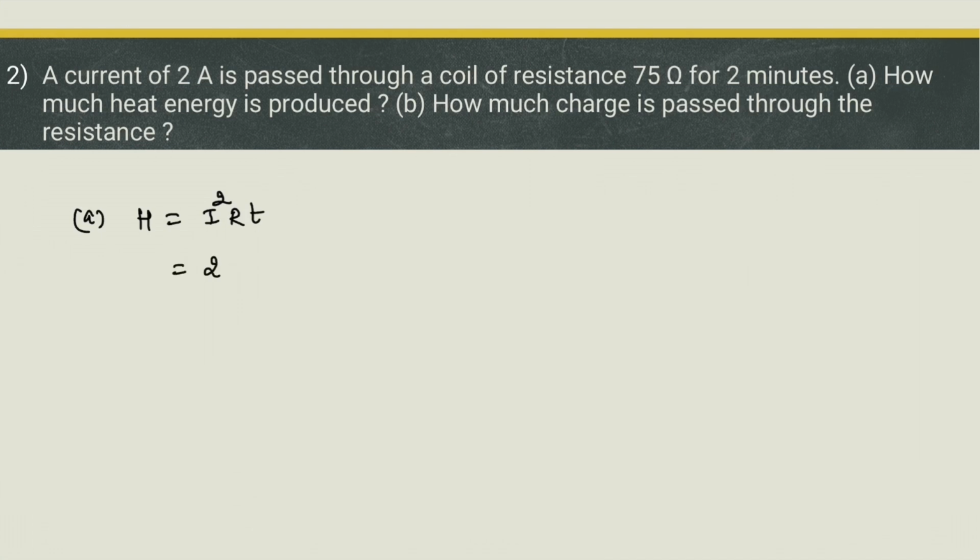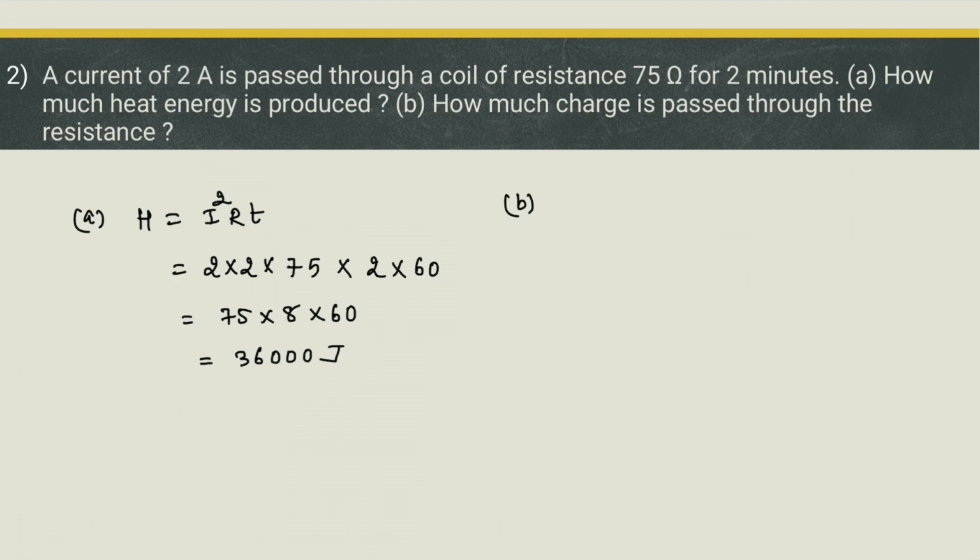Current is 2 ampere, so 2 into 2, resistance 75 ohm, and time is given in minutes, which must be converted into seconds. So 2 into 60, which is 75 into 2 into 60, and this answer is 36,000 joule.